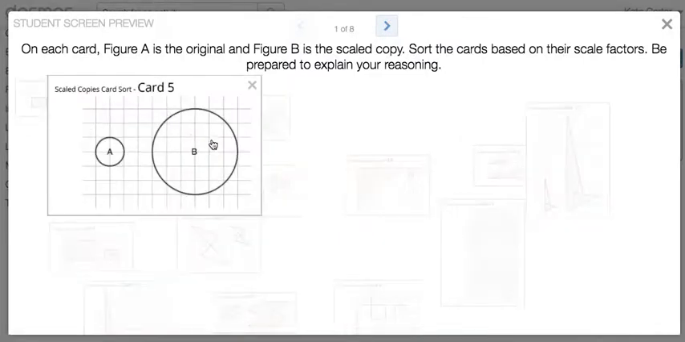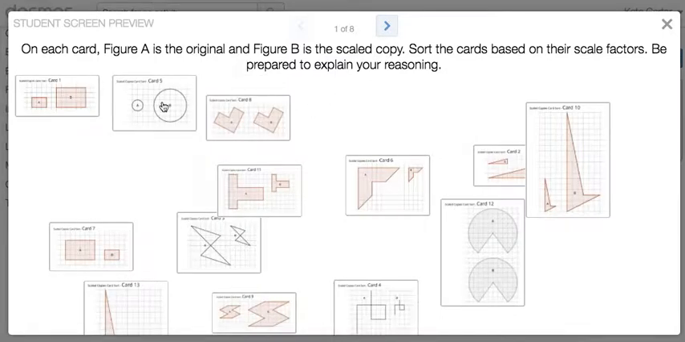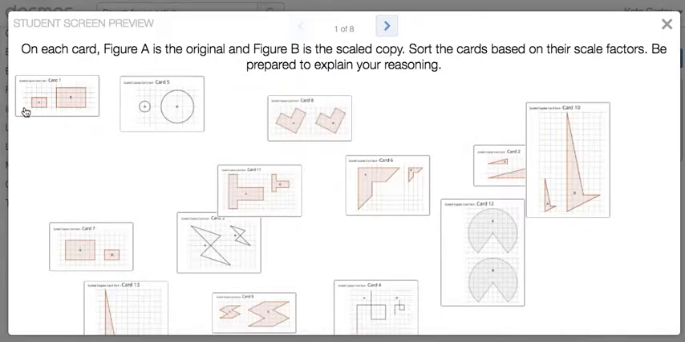Well, this one looks like it's getting bigger. We went from 1, 2 is the diameter to 1, 2, 3, 4, 5, 6. So 2 to 6, that would be a scale factor of 3. So that's not the same. We're going to keep that over here. Both of those are getting bigger, you notice.